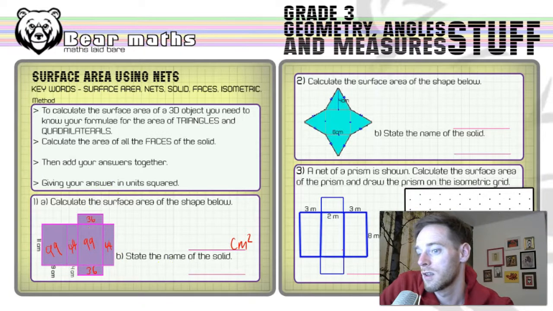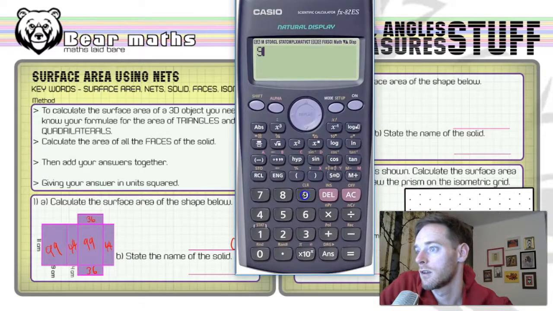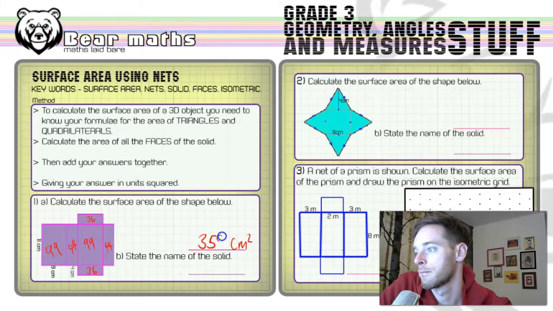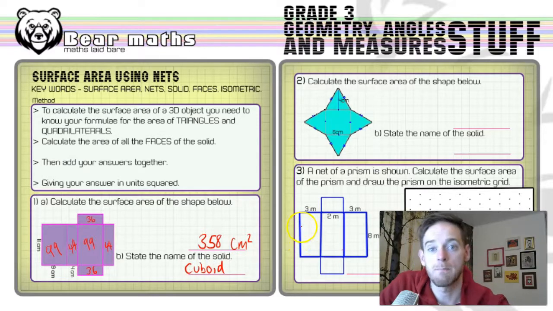So if we just do that, let's bring a calculator in to add those together. 358. That's it. Pretty simple, 3 steps. Now the name of the solid, well, this is a rectangular prism or cuboid. Most people would say cuboid because that's its specific name.